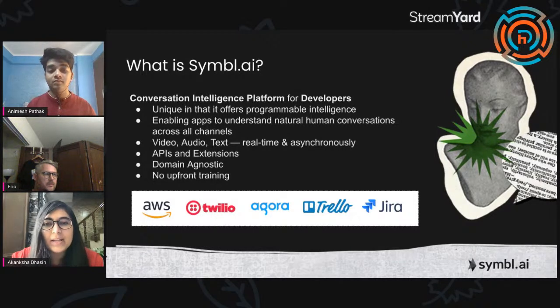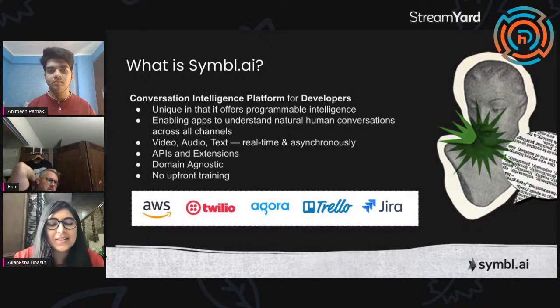So it's domain agnostic. You don't need any upfront training. You don't need to train any intents, and you don't need to worry about training those. It also saves a lot of time. And we have technical partners like AWS, Twilio, Agora, Trello, and Jira. So you can also do integrations with them and do automation and build applications at scale.